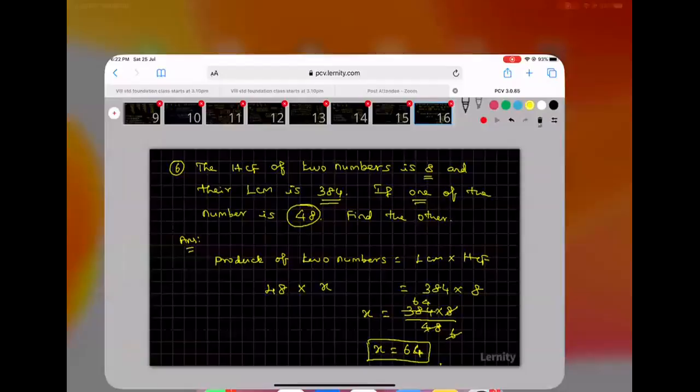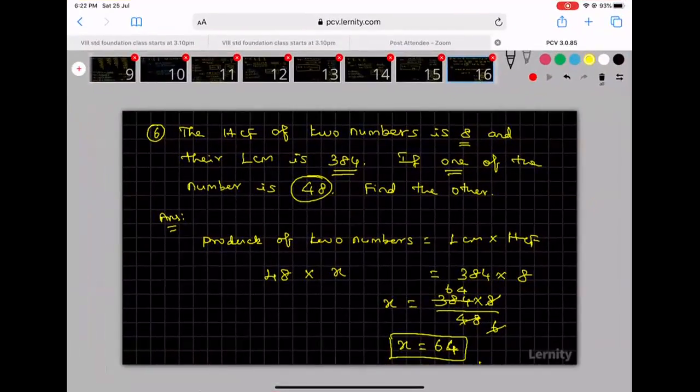If I have two numbers a and b, then a into b is equal to LCM into HCF. Here one number is given as 48 and the other number b is not known. The LCM is given as 384, and the HCF is given as 8.